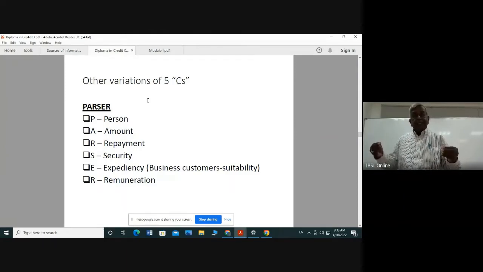So his expertise, technical, financial, managerial, for the business customers. And the remuneration: how much the bank will get, what is the interest? So this is PASS. You can use this for consumer credit as well as small business customers. You can use this method.